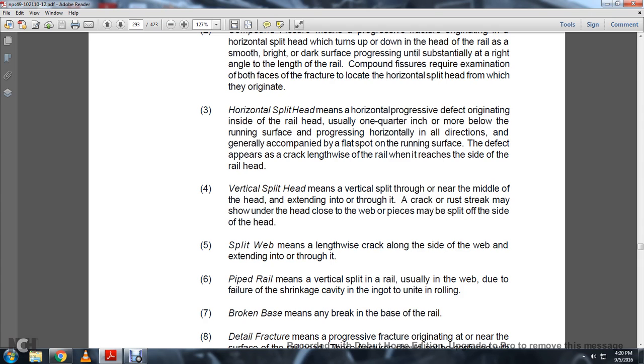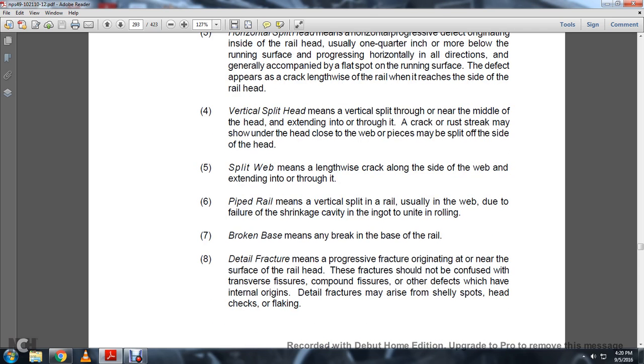Split web means a lengthwise crack along the side of the web, extending into it and through it. A piped rail means a vertical split in the rail, usually in the web, due to failure to shrink its cavity properly during the rolling.